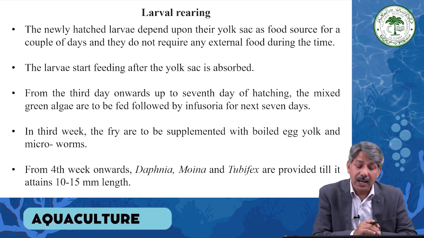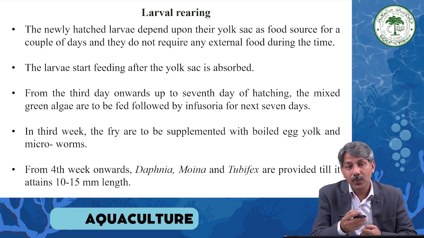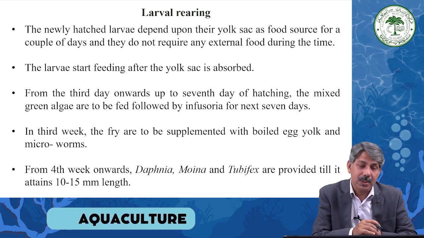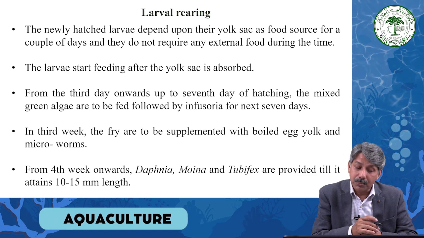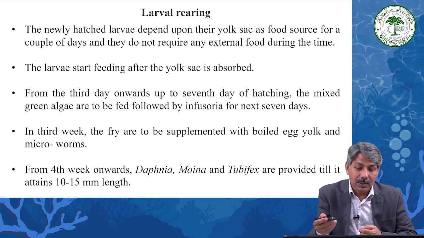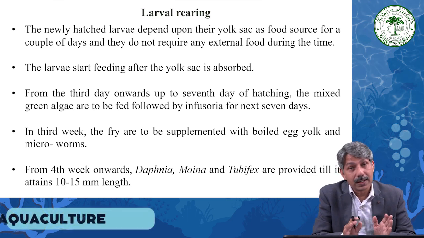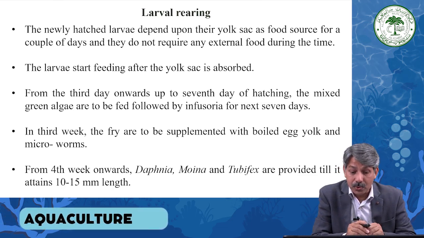Larval rearing: the newly hatched larvae depend upon their yolk sac as food source. We all know that they have a natural food source in the form of the yolk sac attached for a couple of days, and they do not require any external food during that time. They depend for their nutrition on the attached yolk sac only. The larvae start feeding after the yolk sac is absorbed. This is a very critical stage. As I told you earlier also, as soon as the yolk sac is absorbed, the larvae will look for exogenous feeding, or external feeding from an external source.